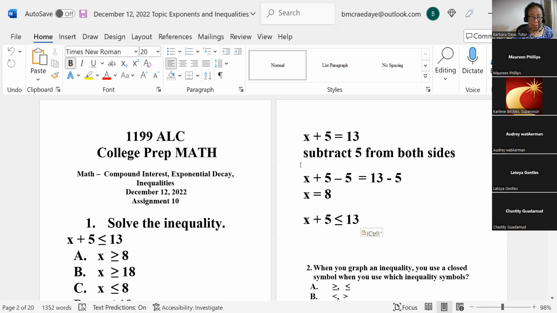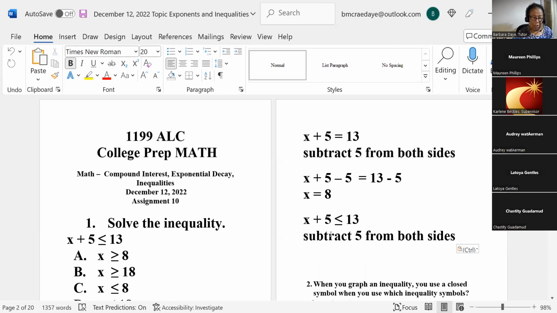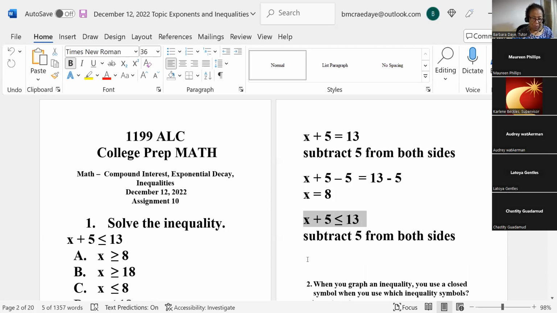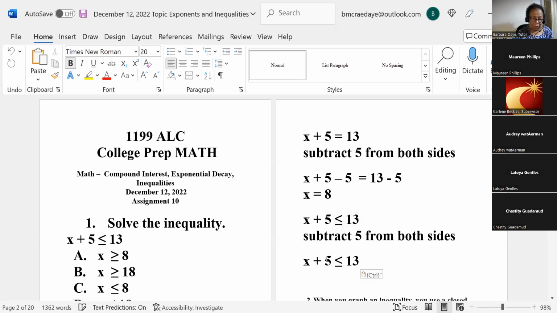So you do the same thing. Just say subtract 5 from both sides. So 5 minus 5 is 0. That's right. And 13 minus 5 is 8. That's it. So let's just copy this. Exact same thing, no different. So you subtracted the 5 from the left side, and you subtracted the 5 from the right side. And what's your answer, Maureen? 8. So what do you get on the left?